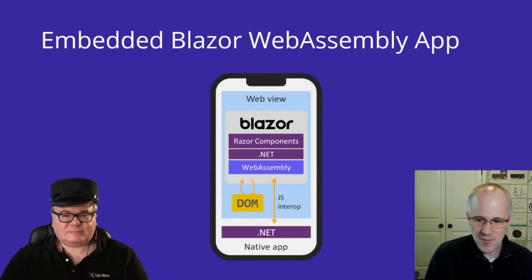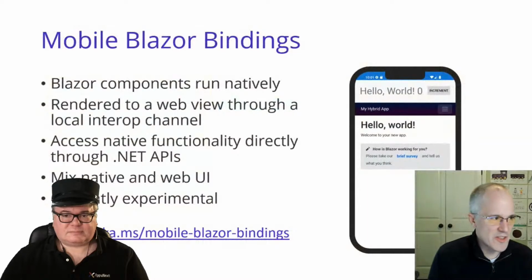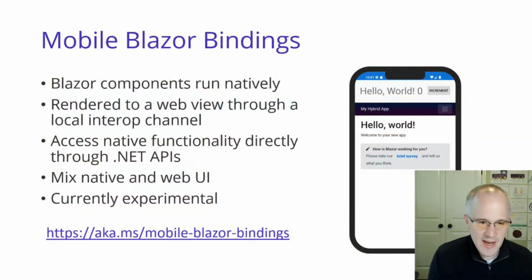So there's another option that we've been working on for putting Blazor in a native mobile application, and that's what we call the experimental mobile Blazor bindings. This is a way that you can actually run the Blazor components on the native .NET support in Xamarin. You're running your components natively, and then they talk to a web view through a local interop channel.